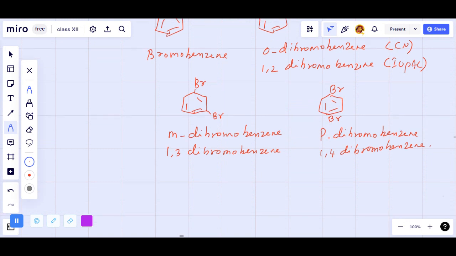So this is what we are going to do. We are going to write the IUPAC name. In the IUPAC name, we will see in detail in the next class.